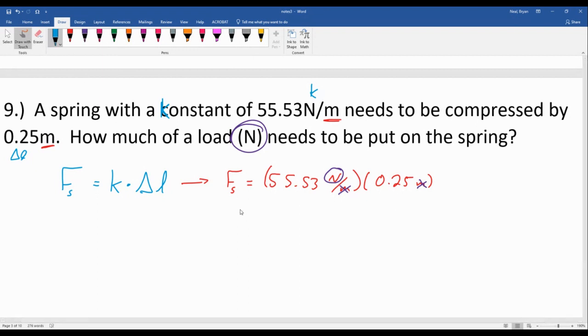So with that information, now we can come back and get an answer. All we saw left over were just newtons. Taking and multiplying these now, we get 13.88. So you'll notice question 9 was quite a bit easier than even probably the last few.